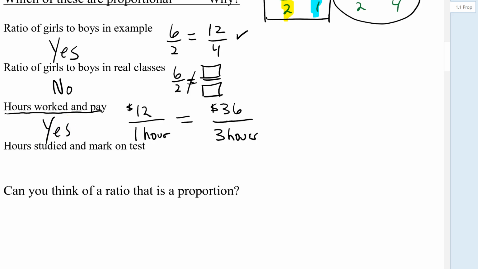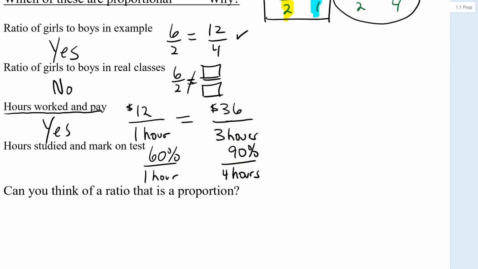How about hours studied and the mark that you're going to get on the test at the end of this unit? Well, I kind of like to put time on the bottom, but it doesn't really matter. Let's say if you studied for 1 hour and you got a 60% on the test, and then you studied for 4 hours and you got a 90% on the test. Those might be fair, I don't know. But are those proportional? Is 60 over 1 the same as 90 over 4?